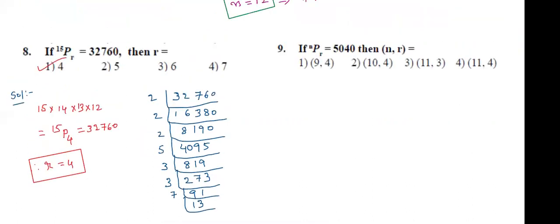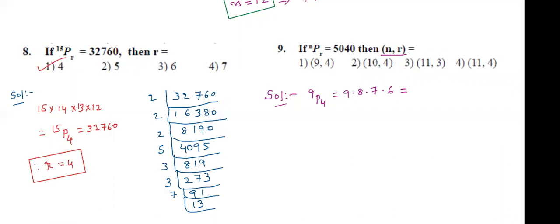Okay. Same like that, observe the 9th question. What is given here: NPR is equal to 5040. Then find n comma r. Verify the options. 9 comma 4 means 9P4 only. 9P4: 9, we can write decreasing 4 times: 9, 8, 7, 6. Now calculate this value. If you get 5040, then it is correct.